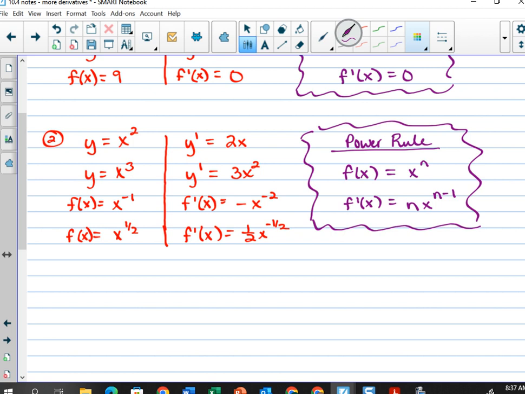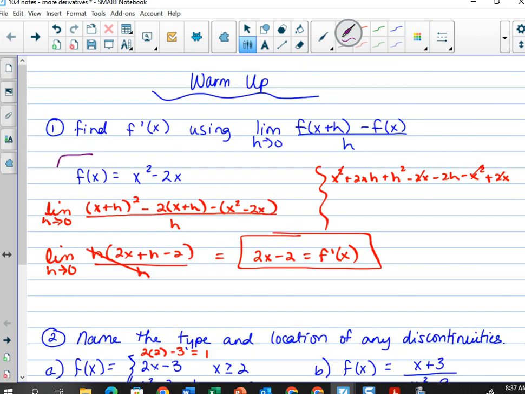So guys, let me just flip back to our warm-up. Oh my, look at that. If I apply the power rule, bring the exponent in front, subtract 1. The exponent of that one is a 1. Subtract 1. Oh, look.